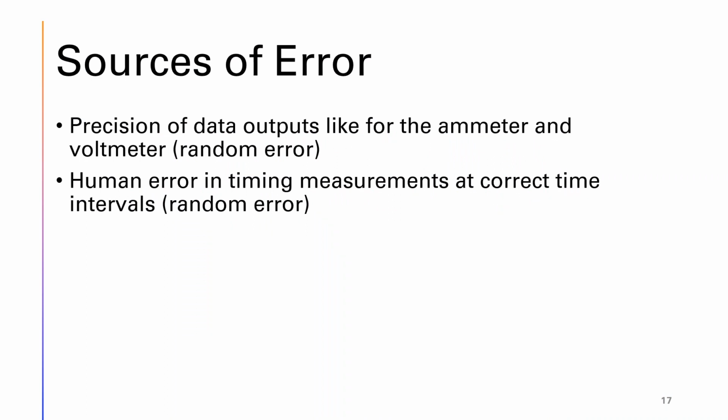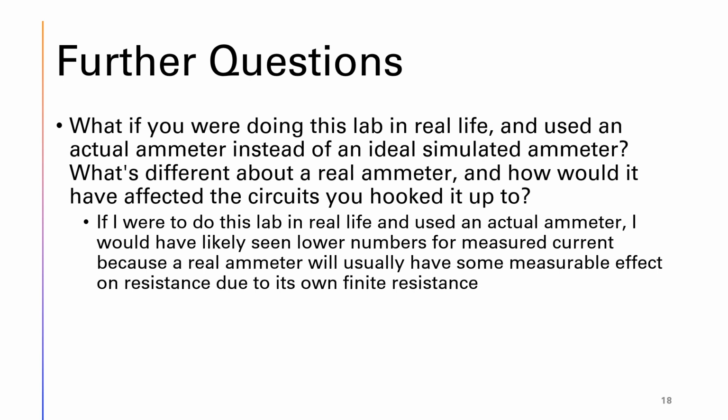Possible sources of error were the precision of data outputs like the ammeter and voltmeter, which would be random error, and then human error in timing measurements at the correct time intervals, which would also be random error. If I was doing this lab in real life and used an actual ammeter instead of an ideal simulated ammeter, this would likely create lower numbers for the measured current because a real ammeter will usually have some measurable effect on resistance because of its own finite resistance, unlike the ideal one, which had 0.